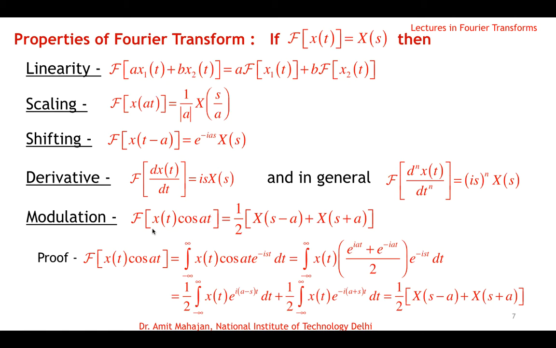So the modulation theorem says that if the Fourier transform of x(t) is X(s), then the Fourier transform of x(t) times cos(at) is half of X(s minus a) plus X(s plus a). So if you know the Fourier transform of any function, then immediately you can write the Fourier transform of that function multiplied with a cosine function.